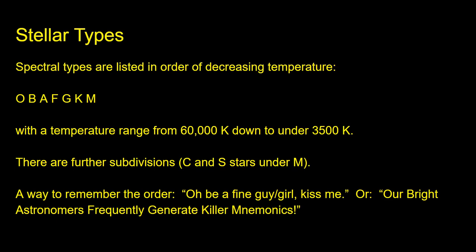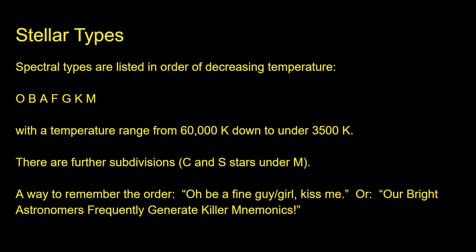Now I want to briefly talk about stellar types. Stellar types have a letter designation, and they go in order of decreasing temperature: O, B, A, F, G, K, M. There are historical reasons for why those letters were chosen. I won't get into that, but it's not that interesting. Anyway, the temperature range goes from 60,000 Kelvin for O-type stars to just about 3,500 Kelvin for M-type stars.